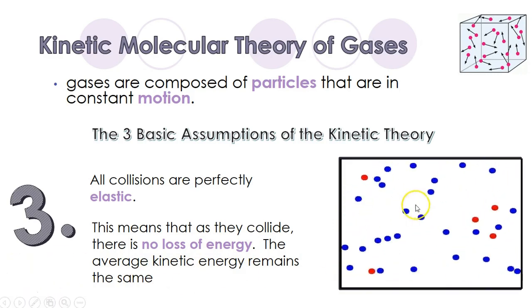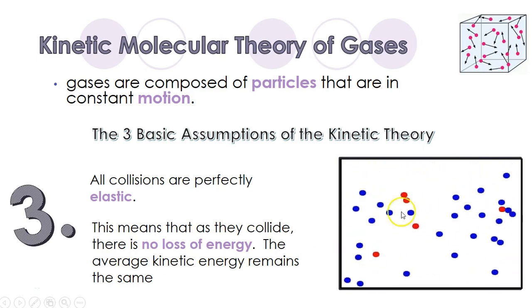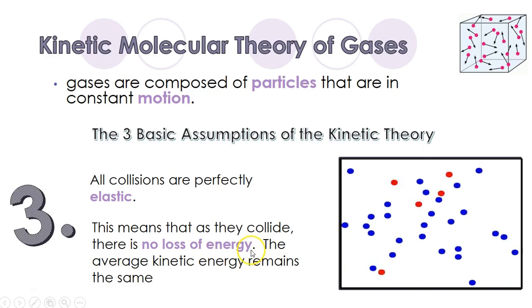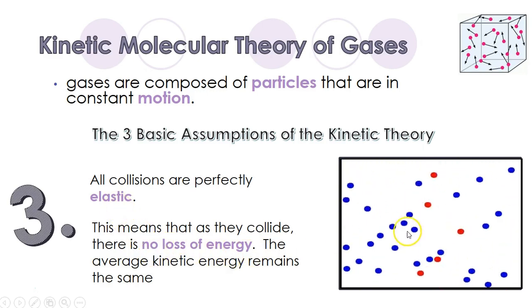You can take a look at all of these particles. Since they're moving independent from one another, they're going to most likely collide with one another, but when they do, the collisions are elastic and no energy is lost. So they're always going to be traveling at the same speed.